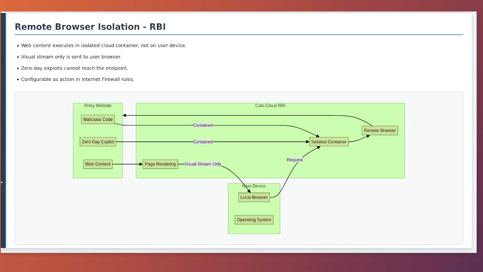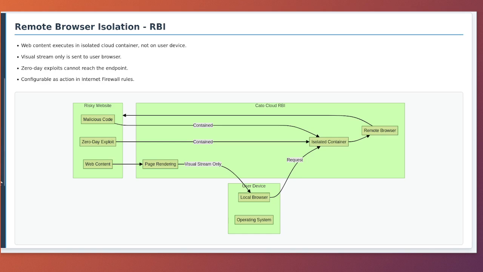the user's device. When a user visits a website protected by RBI, the actual web page renders in a remote browser session. Only a visual stream of the rendered page is sent to the user's local browser. Any malicious code, exploits, or drive-by downloads execute in the isolated container where they cannot affect the user's device. The isolation is complete.